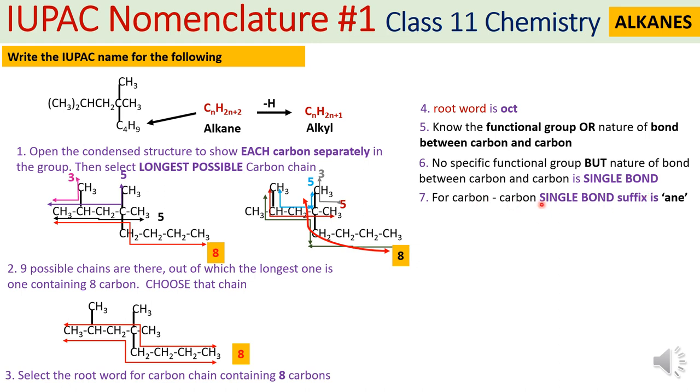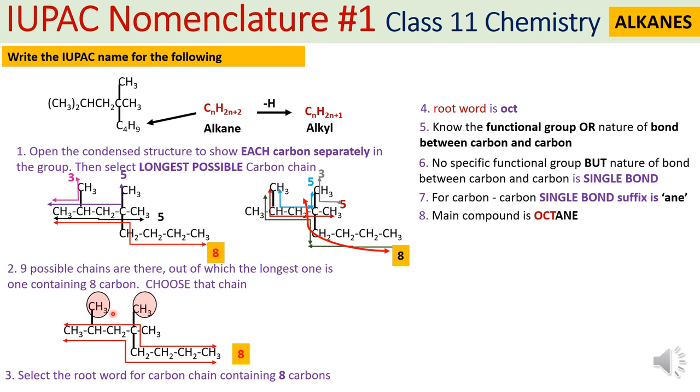So for a carbon-carbon single bond, the suffix is ane. So the suffix for this is ane. Then the main chain has the name octane. So this is an octane compound. It is a compound which contains 8 carbon, and for that hydrocarbon, the name is octane. Octane is the name.